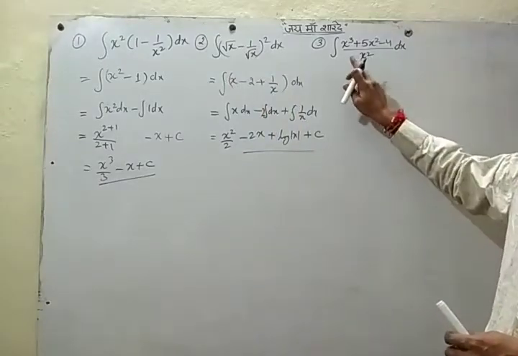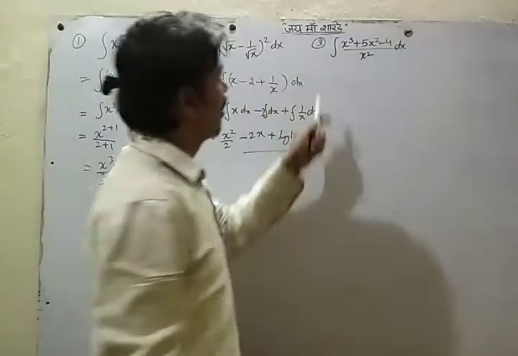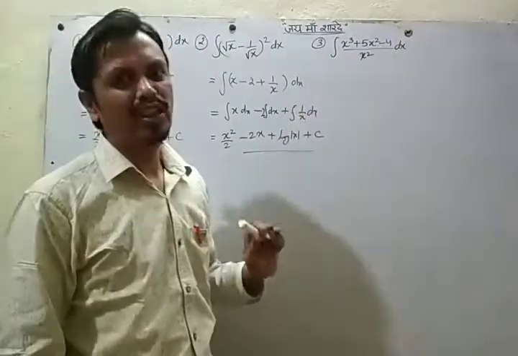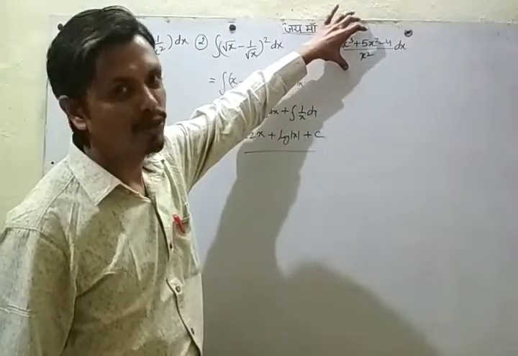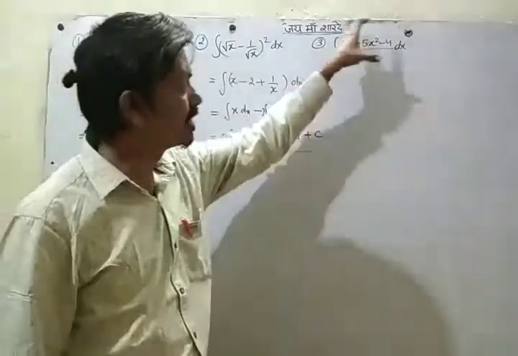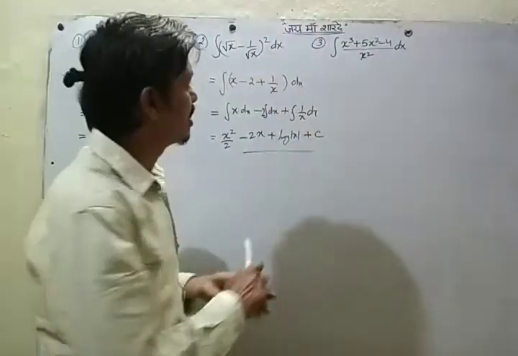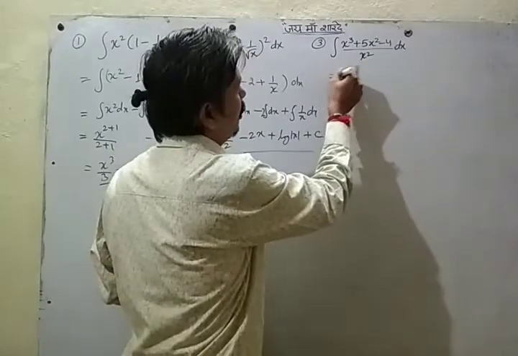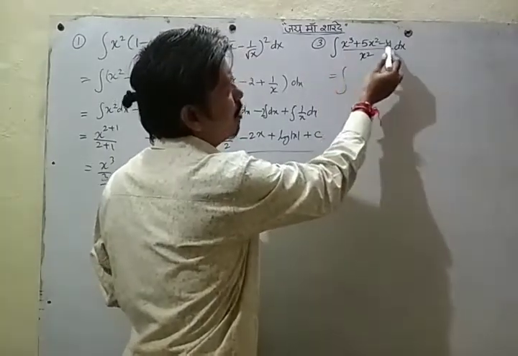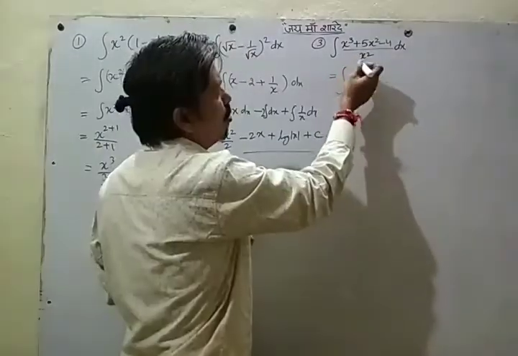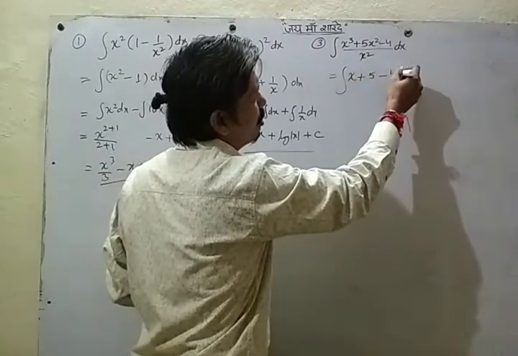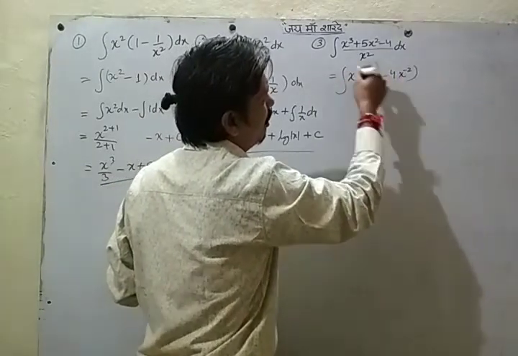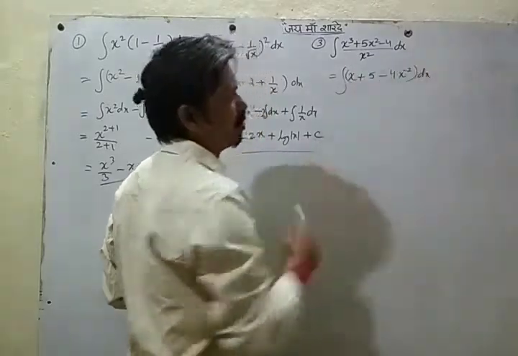Then the integral of x cube plus 5x square minus 4 upon x square. This you want to find. So it is in the form of a quotient. We did not see any formula in this form. So first simplify this. We can divide each term by x square. x cube by x square plus 5x square by x square minus 4 by x square, which is 4x to the power minus 2.